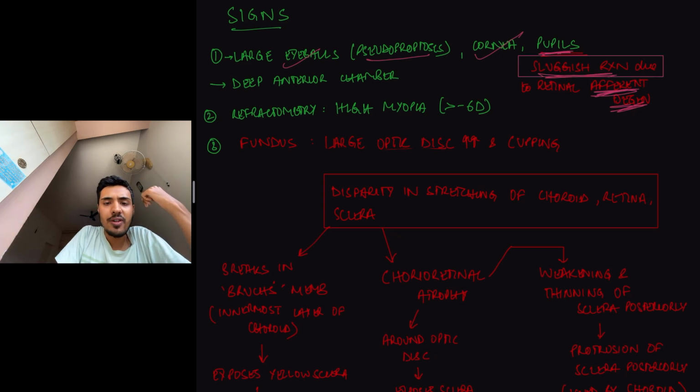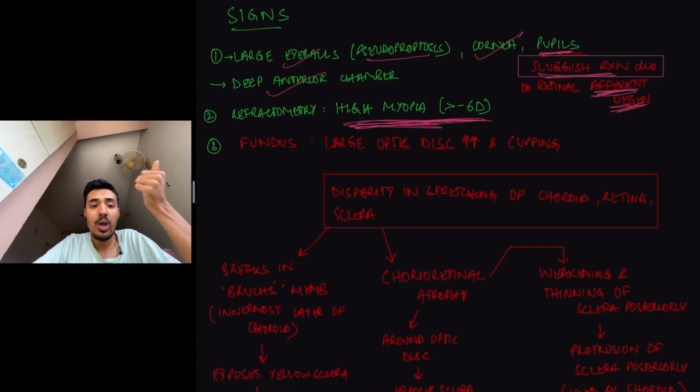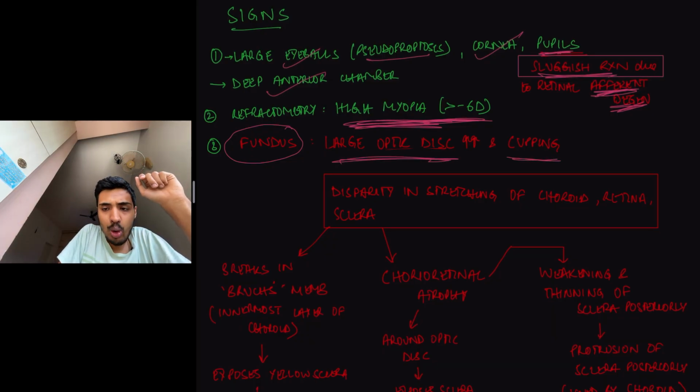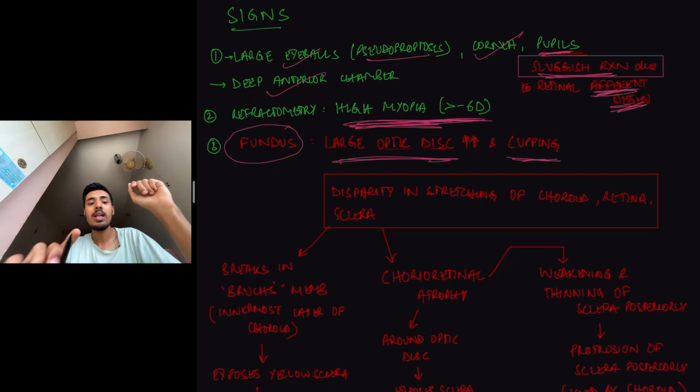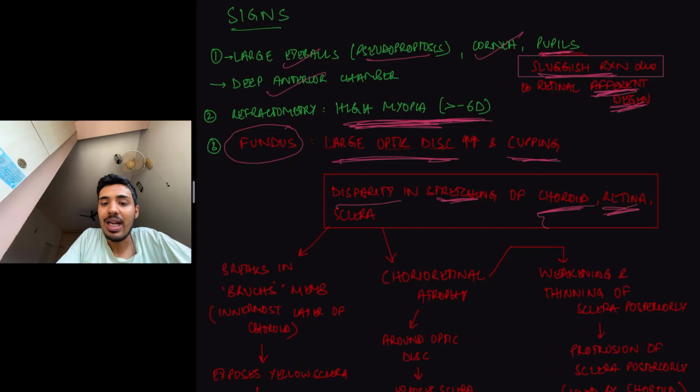And because the eyeball is large, of course, you'll have a deep anterior chamber. And when you do refractometry and retinoscopy, here you can see a very high myopia, more than 6 diopters. In school myopia or simple or developmental, it is low to moderate, but here it is very, very high myopia. Then coming to the most important, that is fundoscopy. Obviously, the eye is very big, so the optic disc is huge. There is more cupping, but the main problem is, as I told you, in the posterior part, there is stretching. There is stretching and degeneration. So there is disparity in stretching of the choroid, the retina, and the sclera.